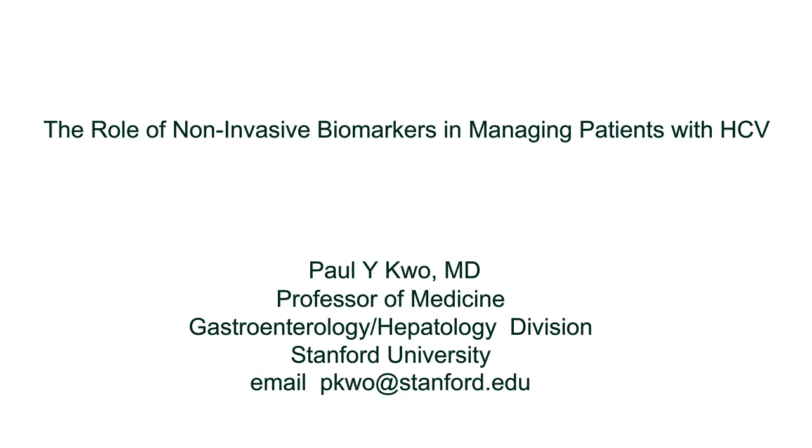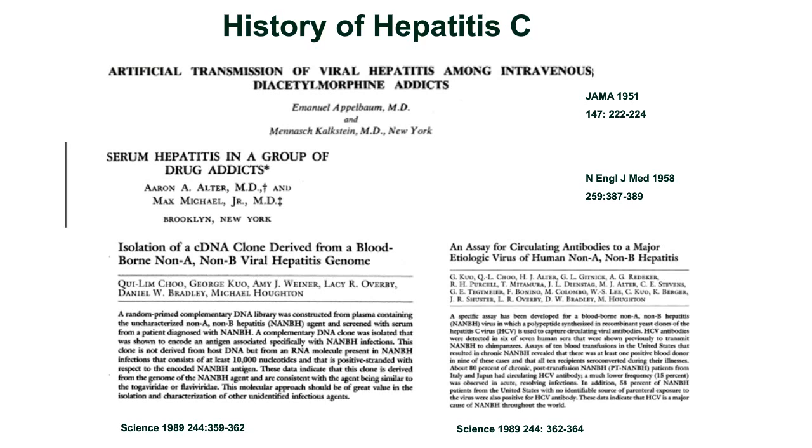Just briefly, by way of the hepatitis C epidemic, hepatitis C was likely first recognized in the 1950s when two groups of individuals in New York reported artificial transmission of viral hepatitis amongst intravenous drug addicts. The first paper of which was in JAMA in 1951 and subsequently a publication in 1958.